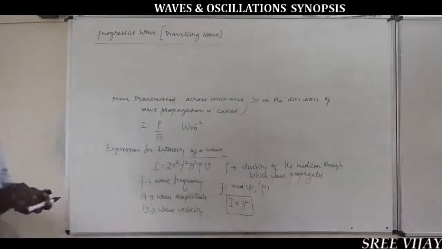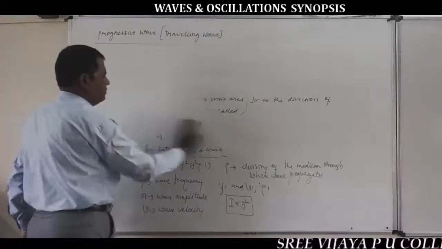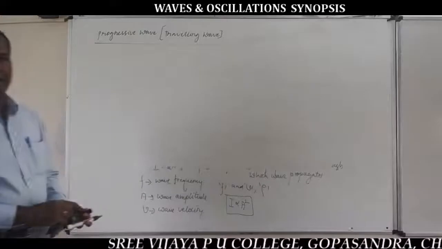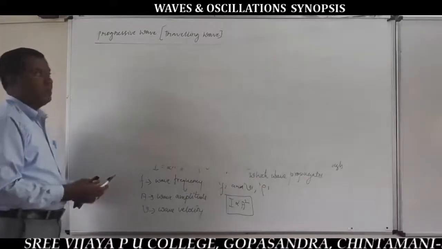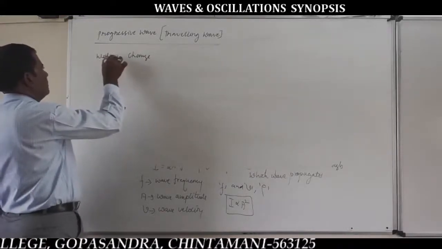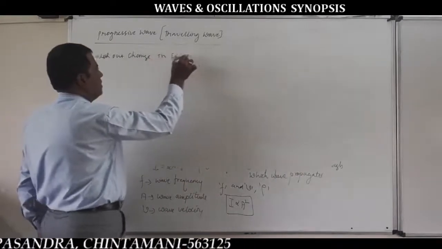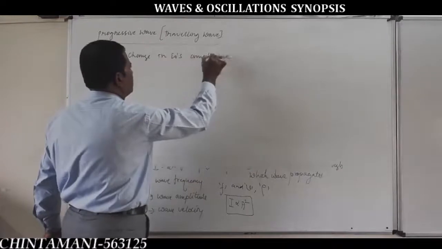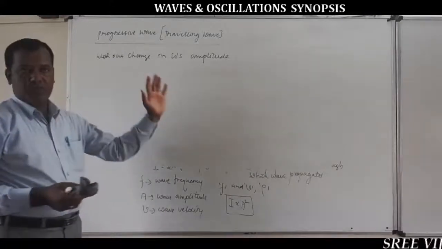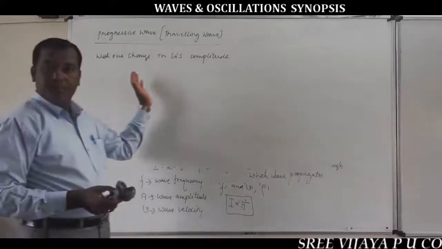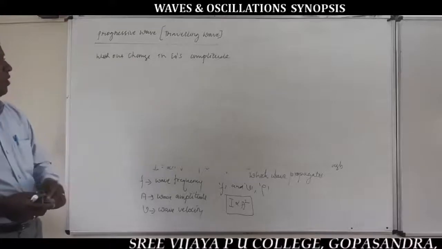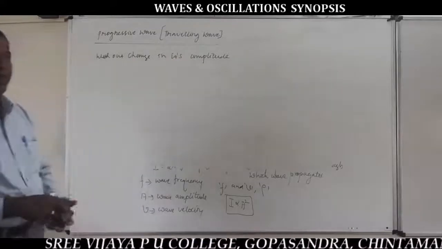Progressive wave, or traveling wave: a wave which moves continuously in a medium in the same direction without change in its amplitude is called a progressive wave or traveling wave.